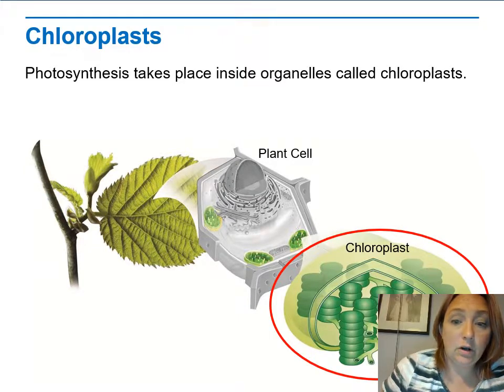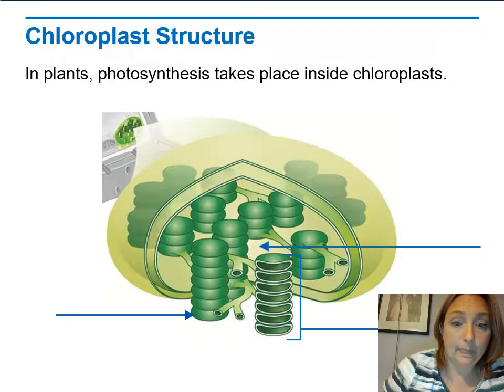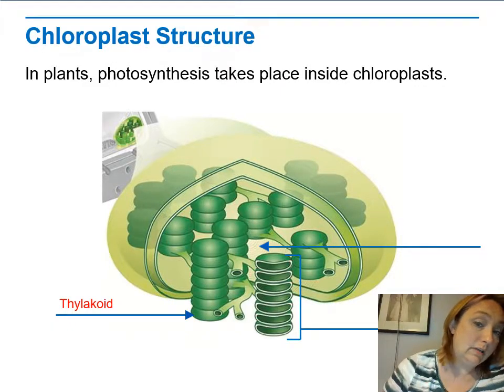Here you see the chloroplast, which contains stacks of thylakoids. Down here you see one thylakoid, and it's stacked up like a big stack of tiny green pancakes.